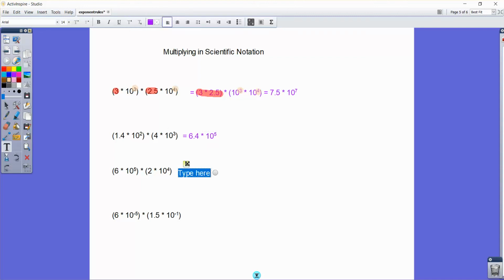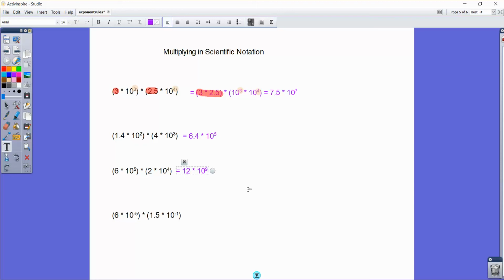So if I have, let's say this number here, 6 times 10 to the 5th times 2 times 10 to the 4th. 6 times 2 is 12. And then, oops, I'll put the equal sign. 12. And then 10 to the 5th times 10 to the 4th is 10 to the 9th. Now, this is a special case because remember the rule I said earlier, which is that the a value has to be between 1 and 10. Well, 12 is greater than that, right? So what do we need to do?